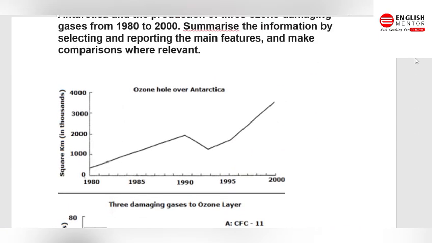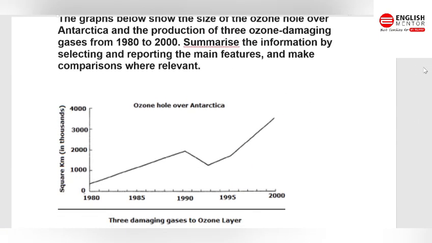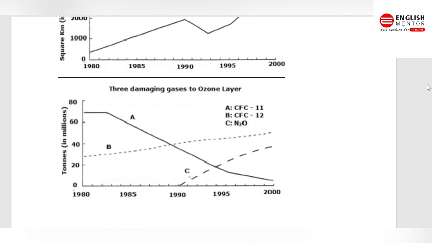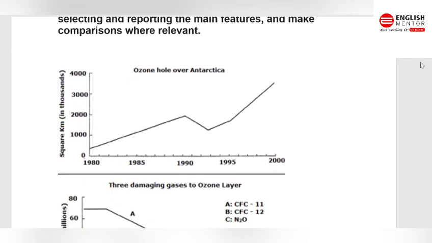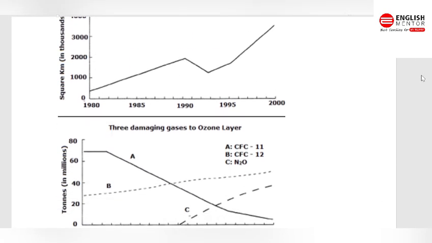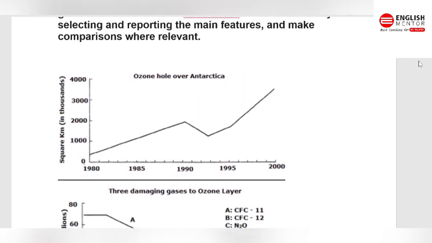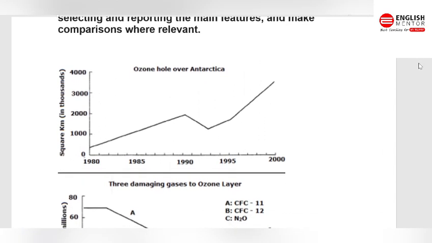So this is how you can write a line graph, especially when there are 2 line graphs. You need not explain each and every data. You just have to describe the main data and main features. Thank you.